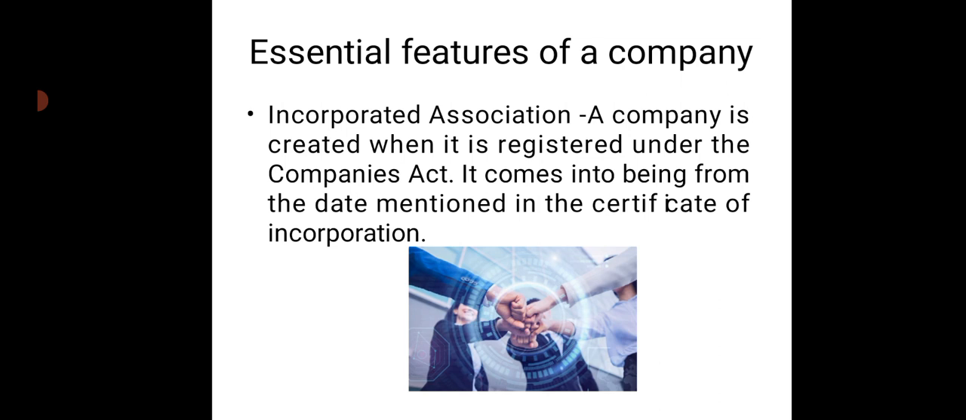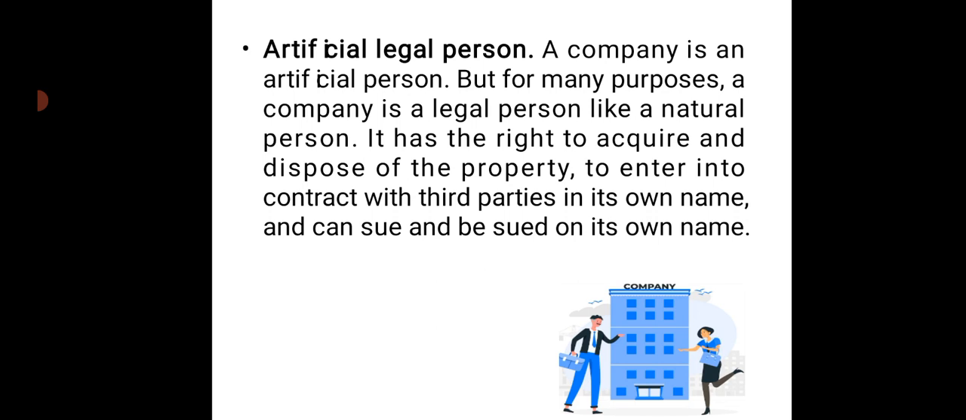Now we will discuss the essential features of a company. It is an incorporated association, means a company is created when it is registered. It can start the work only when it gets registered under the Companies Act 2013, and it can start the business when it gets the certificate of incorporation. Second is artificial legal person. A company works as an artificial person. Company is a legal person like a natural person. It has the right to acquire and dispose of property, and to enter into a contract with a third party in its own name. Company can sue and can be sued in its own name.